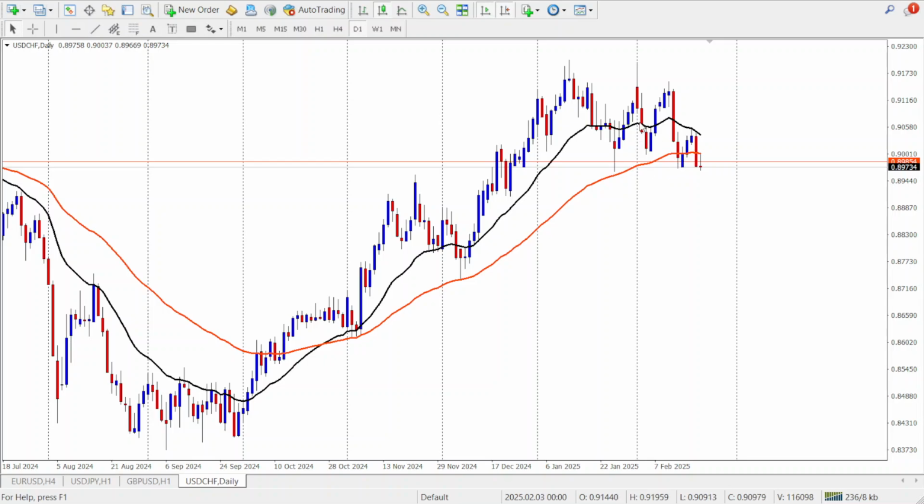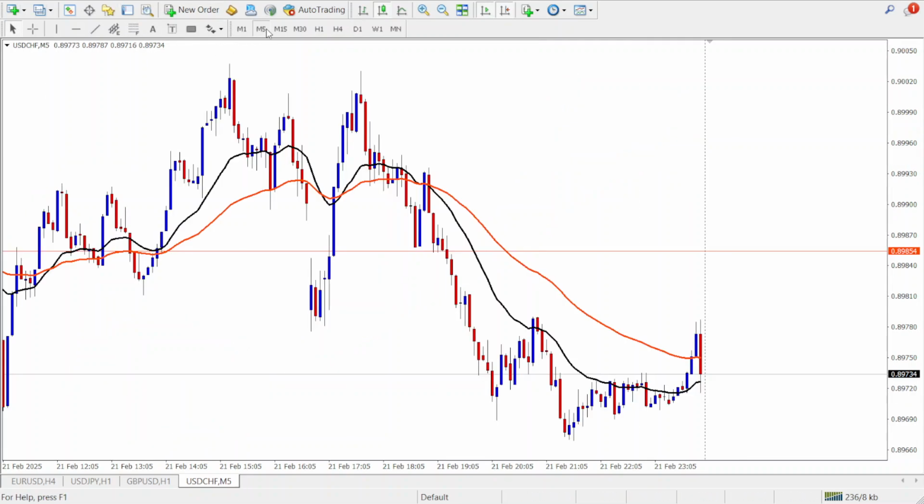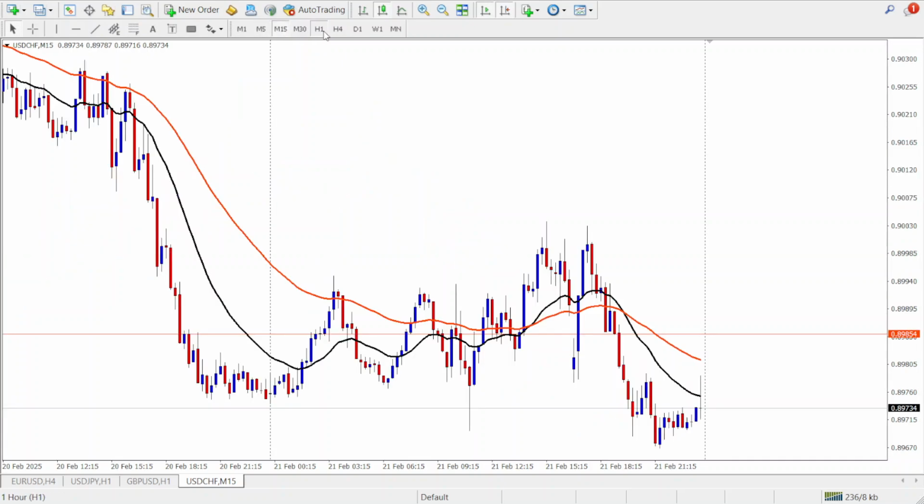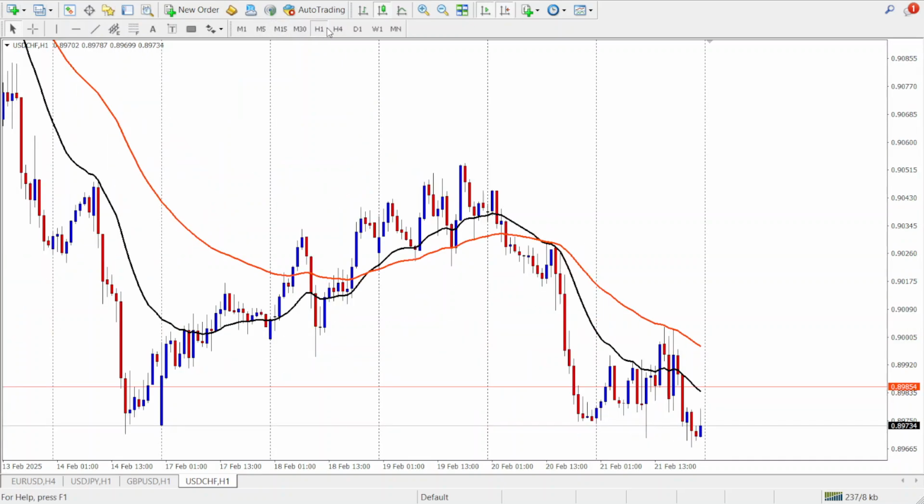After you have done that, you have to choose the right time frame. This strategy works well across different time frames, but for day trading and scalping, I recommend using shorter time frames like the 5-minute chart, the 15-minute chart, or the 1-hour chart. The key here is to keep an eye on the market's momentum.